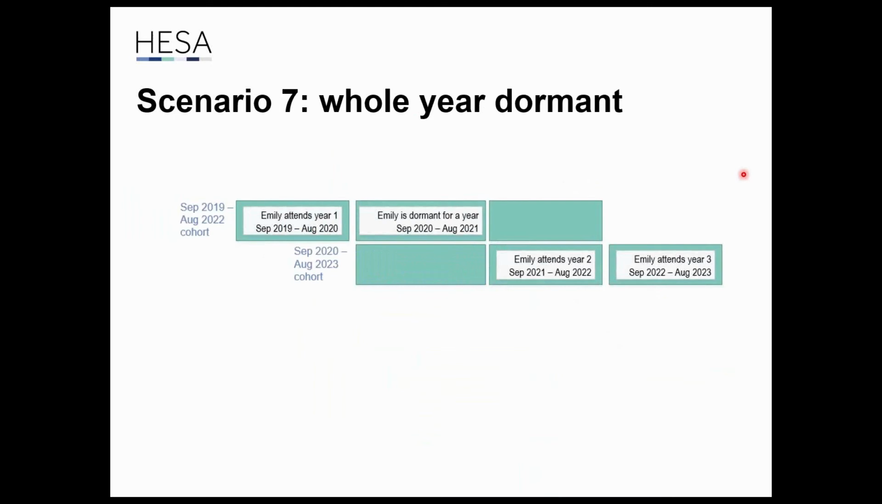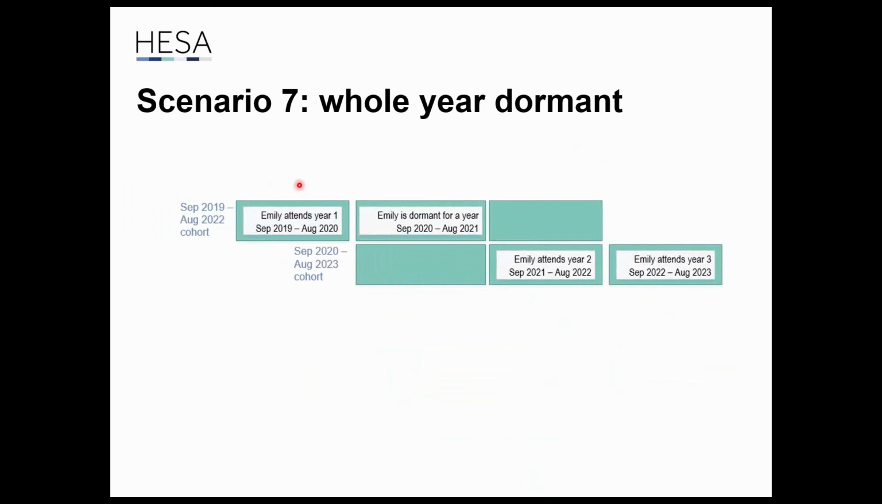Now I'm going to go into a couple of dormancy scenarios. This is where it gets a little bit more complicated, but having that session year helps you identify what the student's doing and where they're moving around. What I've done really quickly is draw out in boxes, rather than the actual field names, what the student is doing, just so that you can follow where I'm going with this.